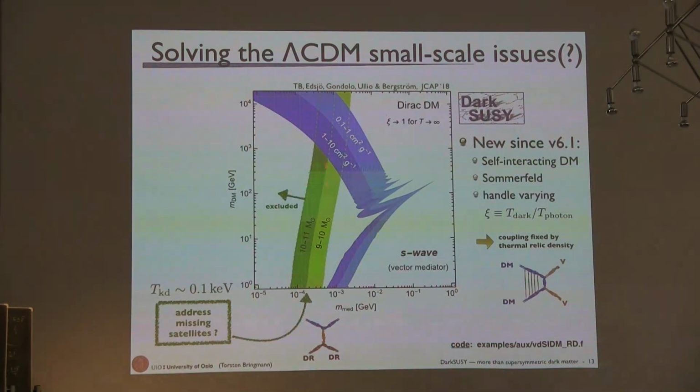Everything to the left of these green lines is excluded, and somewhere in this green band, you would actually solve what was known as the missing satellite problem. You know, the claimed discrepancy that you see is too small a number of small subhalos compared to what you would expect in the simulations.